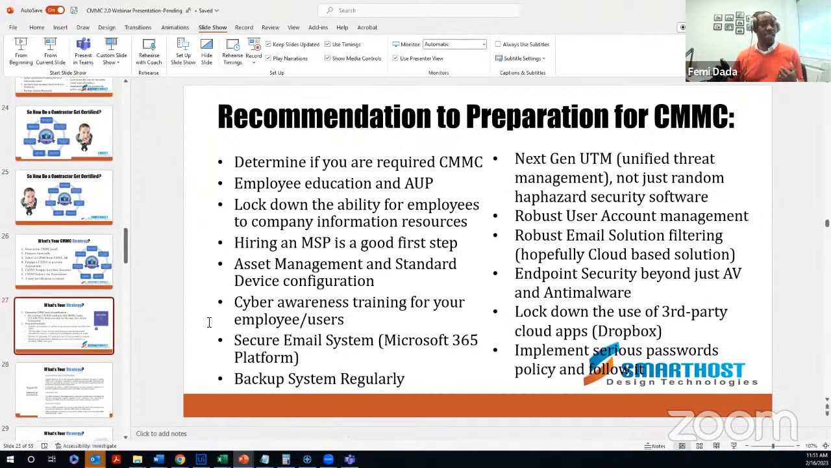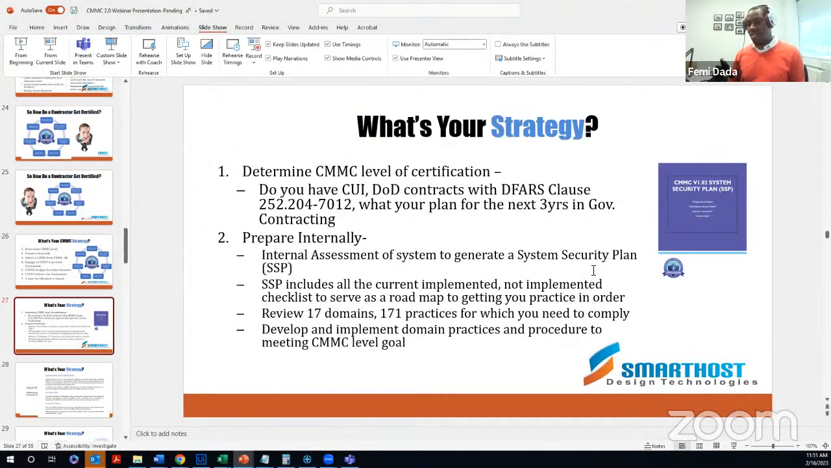So my question now is, what is your strategy? What is your business strategy around CMMC? How are you going to go about getting CMMC? Are you going to do it yourself internally as an organization, or are you going to consult with a third-party company like your IT support company or managed service company, just like ourselves?